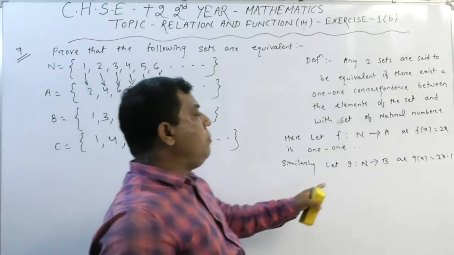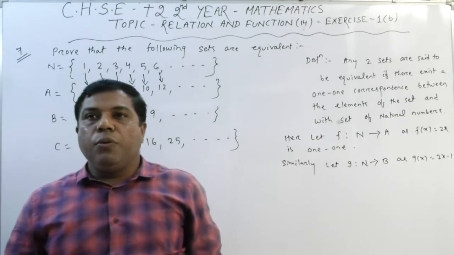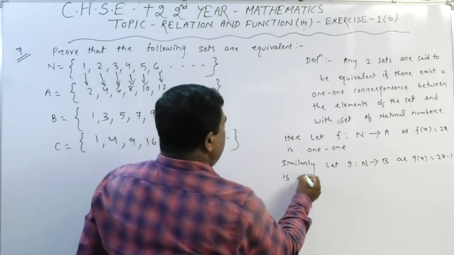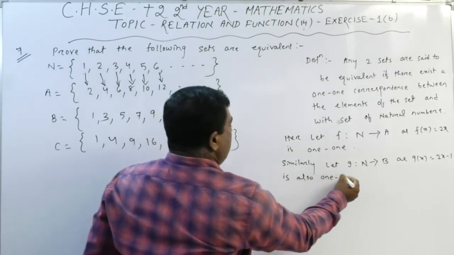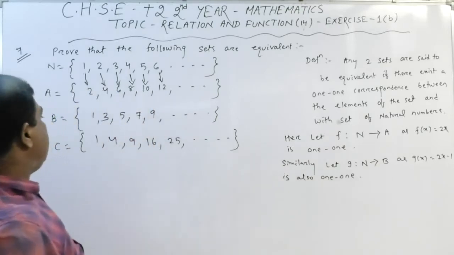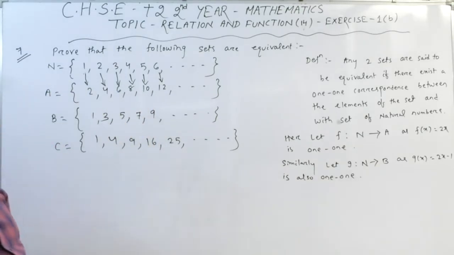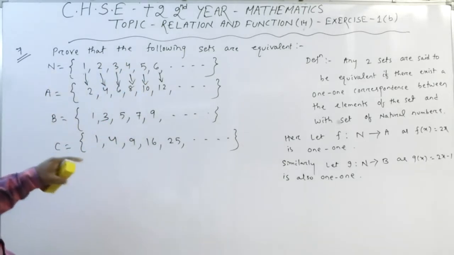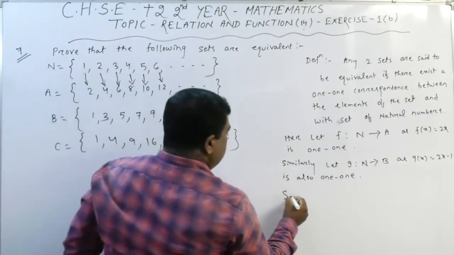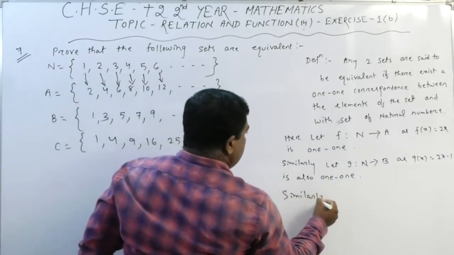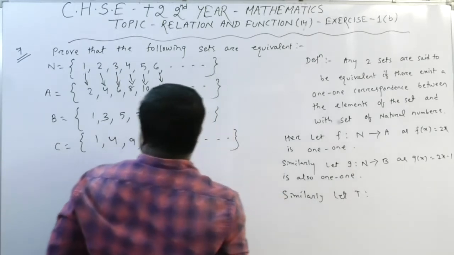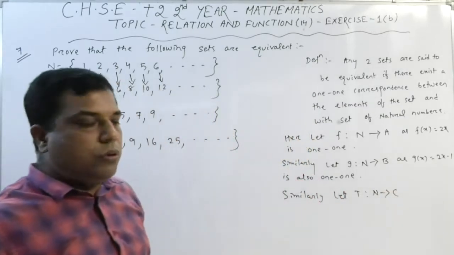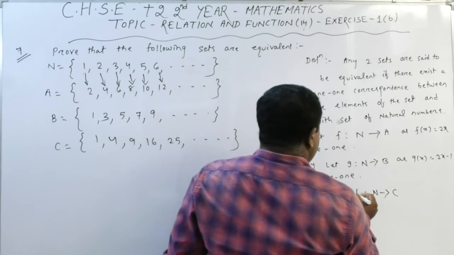So G is the function from N to B as G of x is 2x minus 1. It is also 1-1, and if you are interested, you can show that it is 1-1. Similarly, can you identify the equivalence between the set of natural numbers and the set C? Yes, we can. Similarly, let H be the function from N to C.